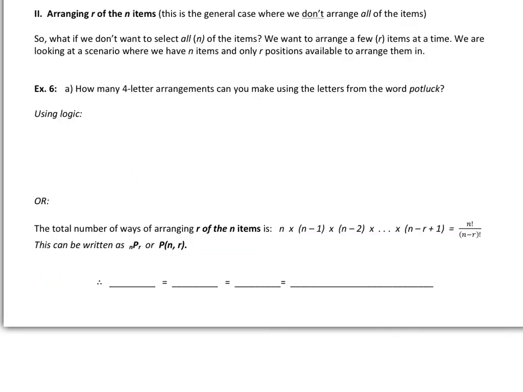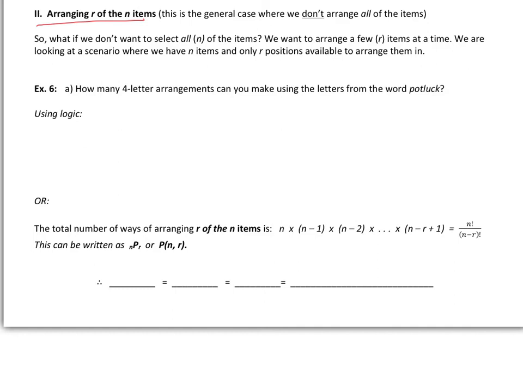Now we're going to move on to part 2, where we are arranging r of the n items. So this is the second case where we're not necessarily arranging all of the items that were given. So what if we don't want to select all n items? We want to select a few r items at a time. We are looking at a scenario where we have n items and only r positions available to arrange them in.